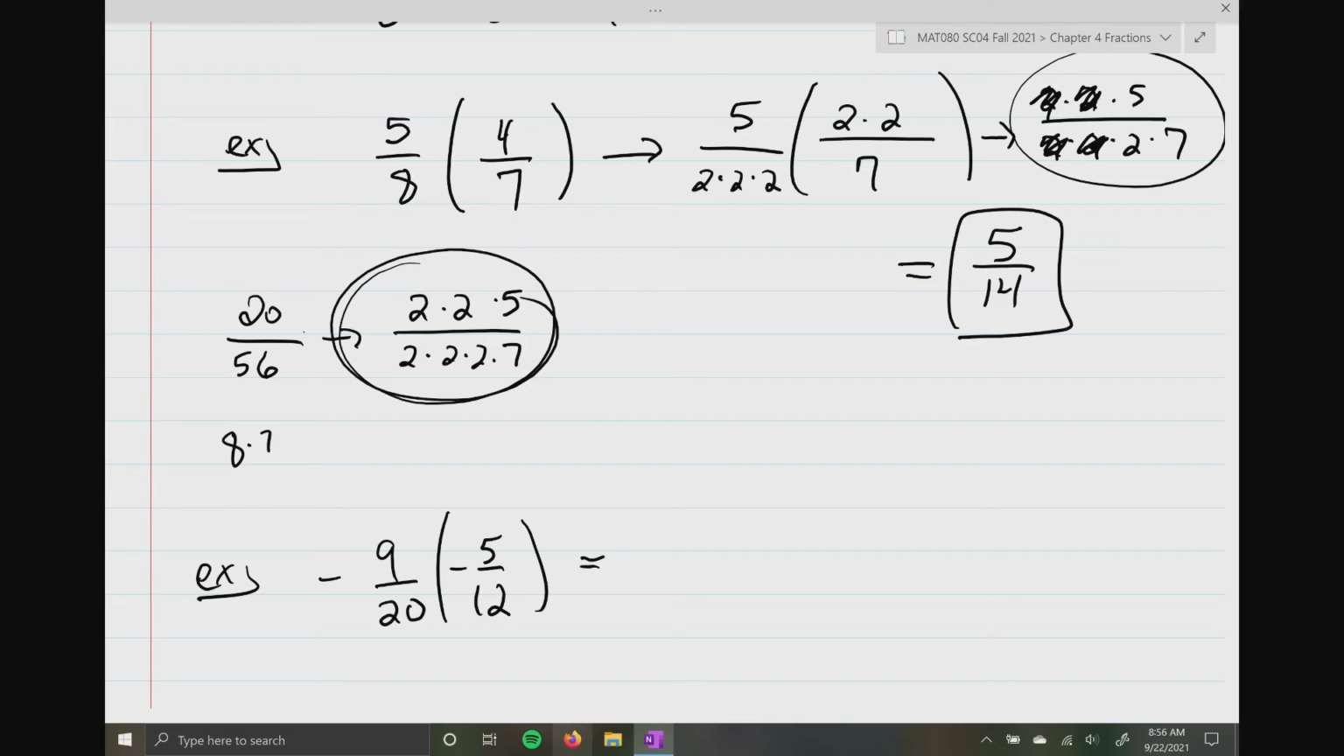Now, let's break down. No, excuse me, 9 is 3 times 3. 20 is going to be 4 times 5. And that can be broken down into 2 times 2. So 2 times 2 times 5.